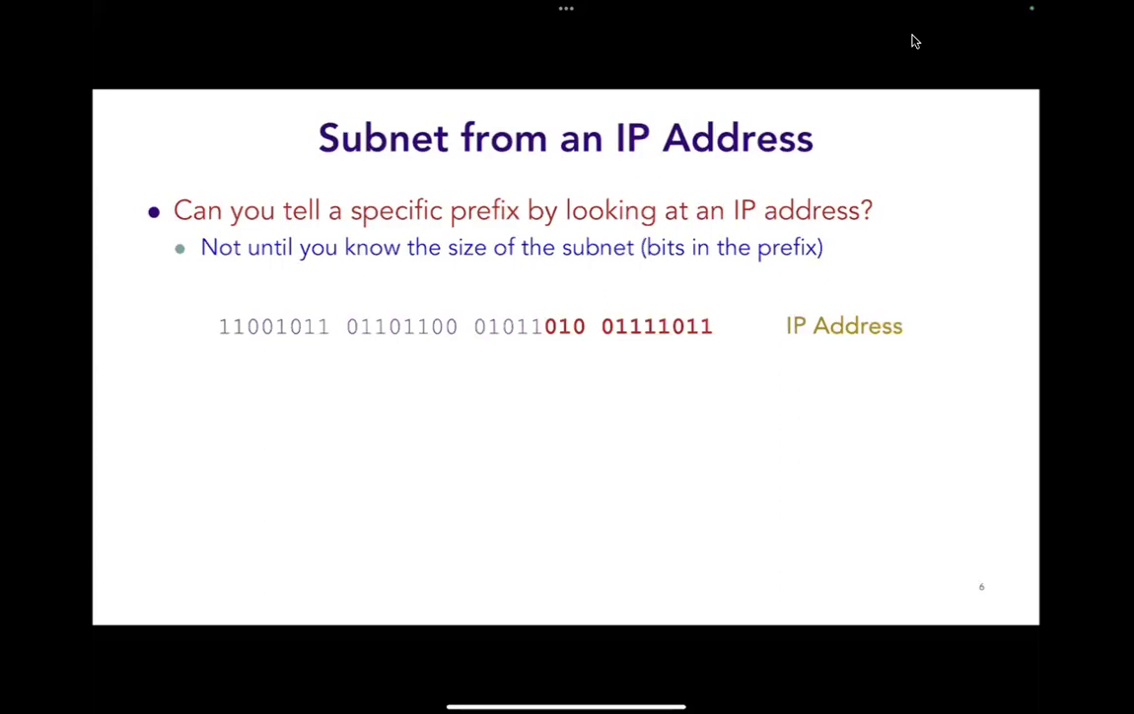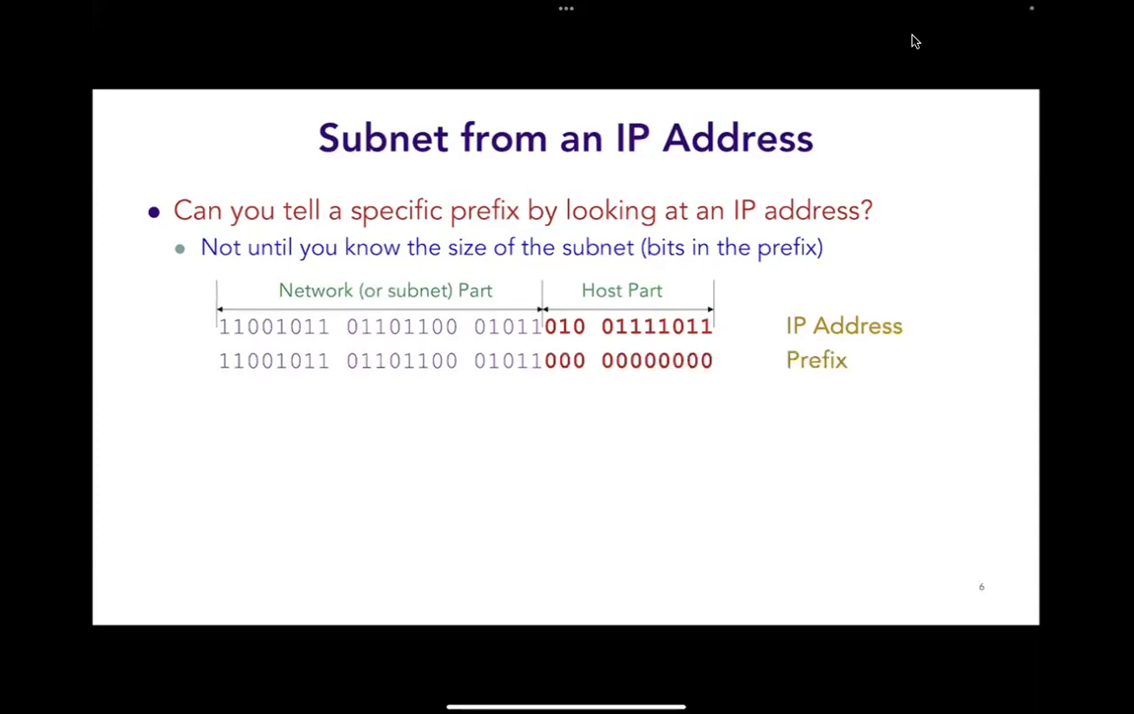So let's consider this IP address, which is a 32-bit number. Just by looking at this IP address, I cannot tell what is the length of the subnet portion or the network portion, and what is the length of the host portion. However, if we know the length of the network portion or the host portion, then obviously I can tell what is the prefix which covers this IP address and many other IP addresses which belong to the same block.